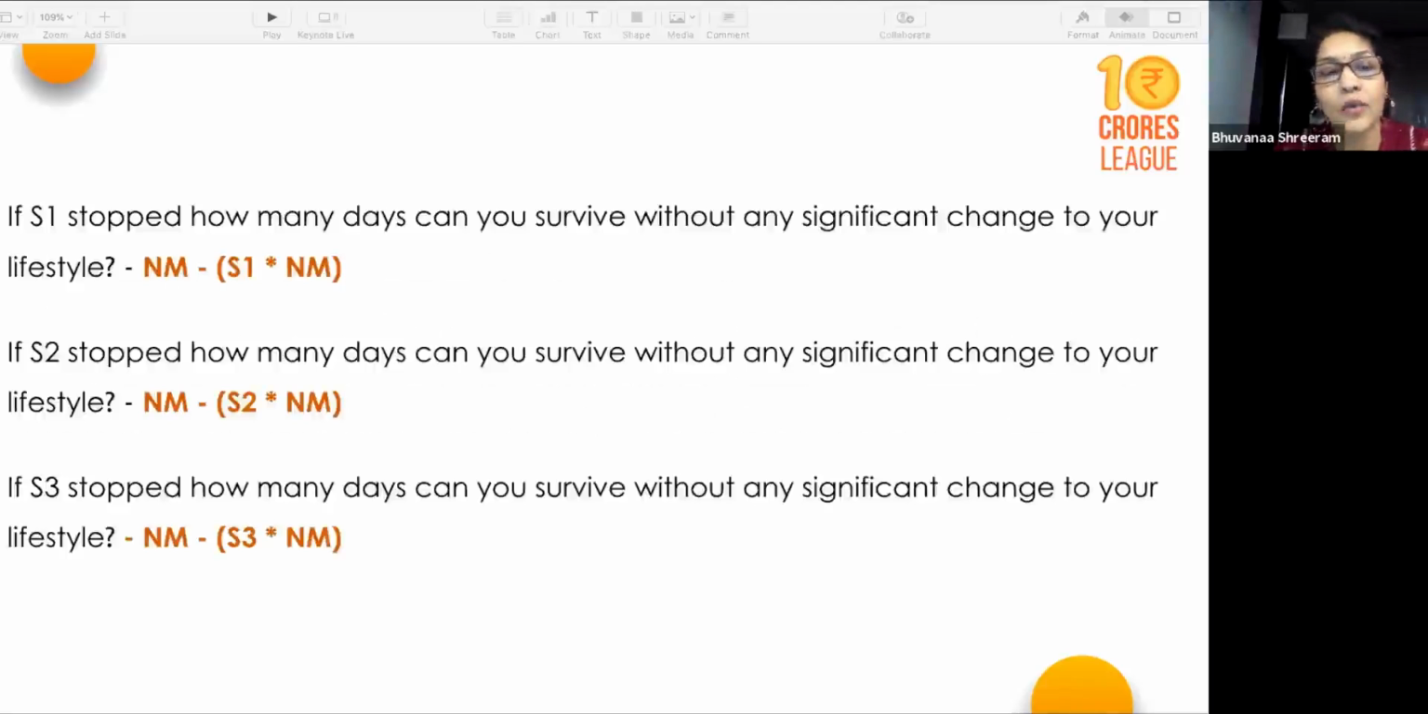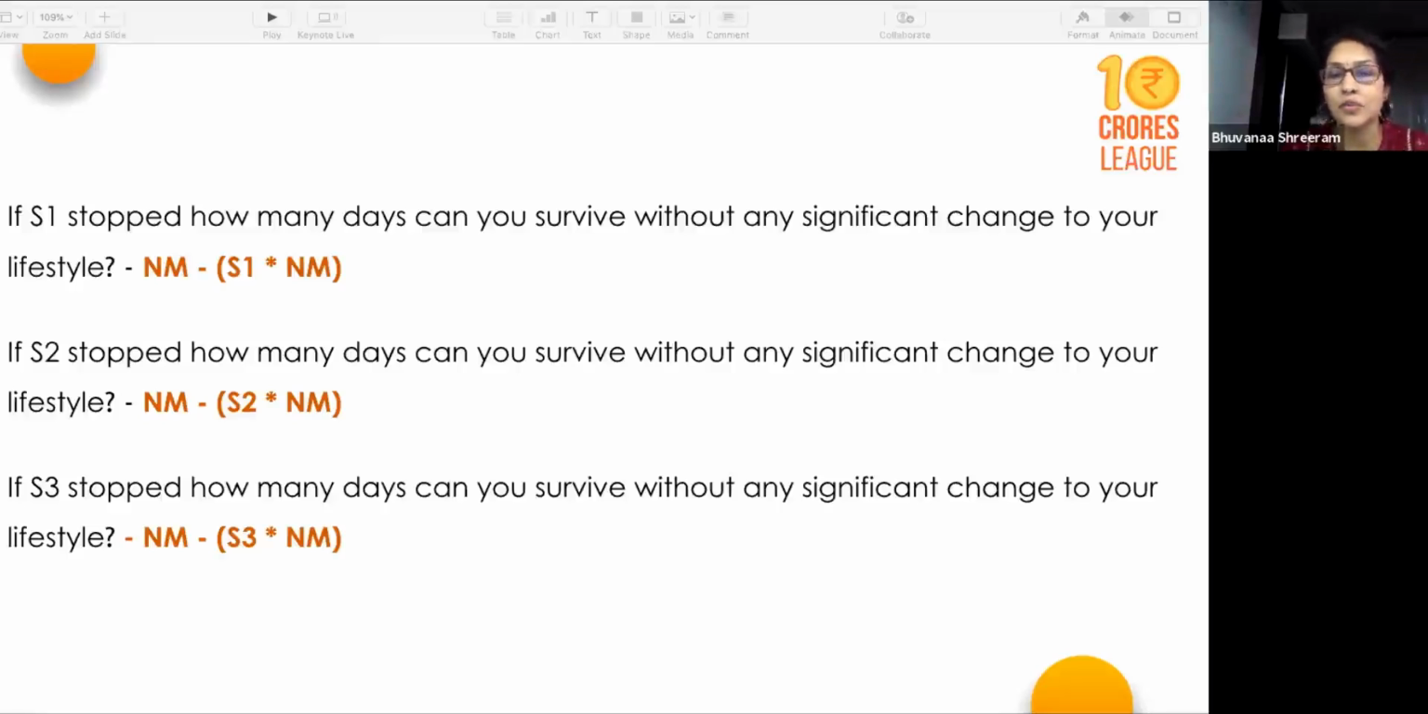Now, if S1, source one, stopped for some reason, how many days can you survive without any significant change to your lifestyle? If one of the sources of income stopped. So you have this number of months, minus the contribution made by source one.